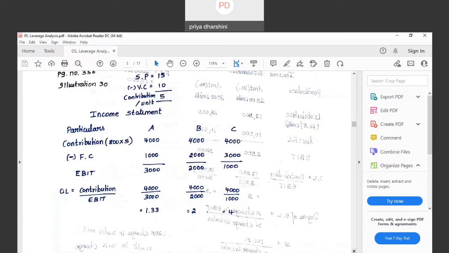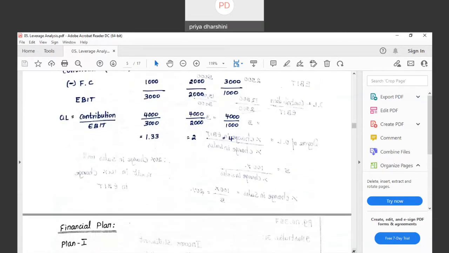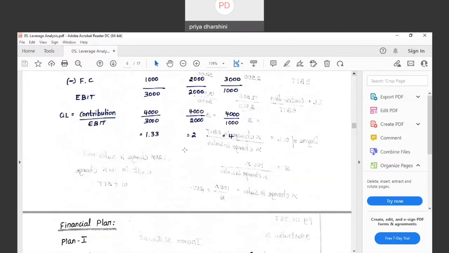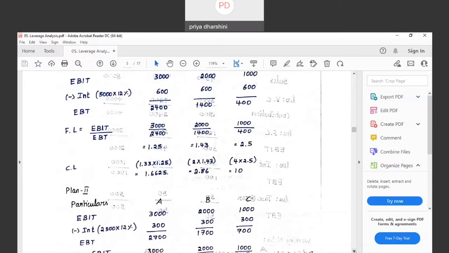After finding operating leverage, now coming to financial leverage, you will find financial leverage when EBIT is 3000, 2000 and 1000 for three different financial plans. If it is plan 1, the capital structure is 5000 of equity and 5000 of debt. The interest rate is 12%. Interest on debt is 5000 into 12%. EBIT minus interest will give you EBT. How do you find financial leverage? It is EBIT by EBT, right? Then you can find combined leverage for this financial plan, which is operating leverage into financial leverage. Operating leverage I have already found for the three different situations A, B and C. Operating leverage into financial leverage will give you combined leverage.